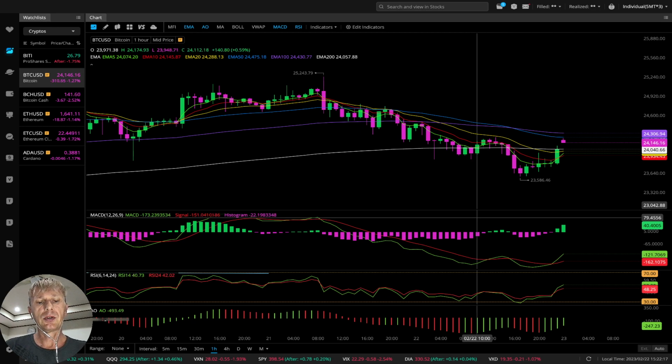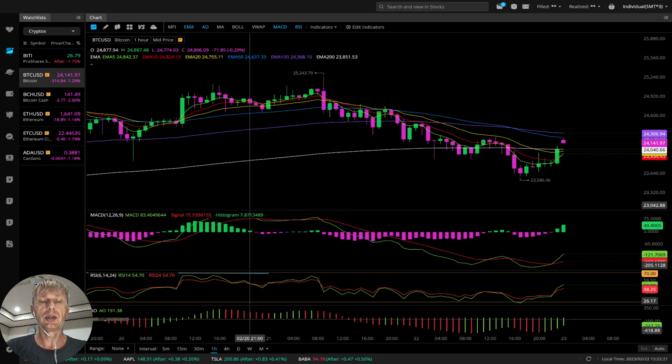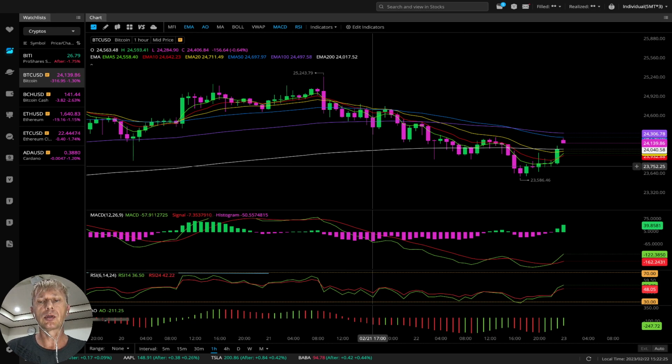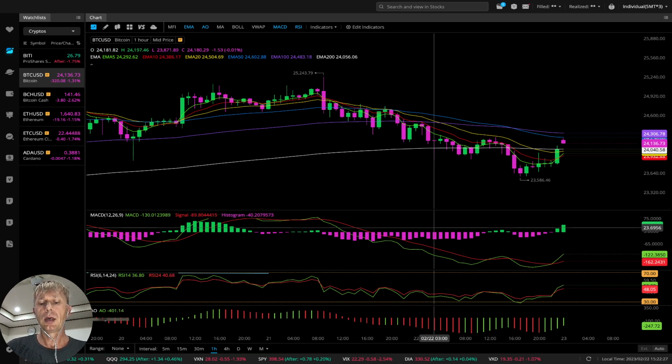Okay, but swing trading 4 hours time frame gave us already reversal signal. Crypto gave us already reversal signal. It wants to go bearish. That's all. Thank you so much.